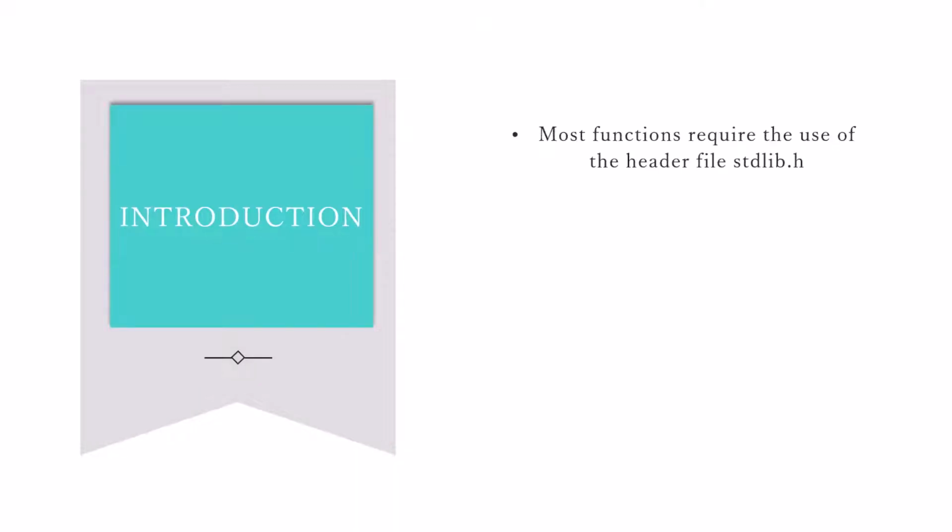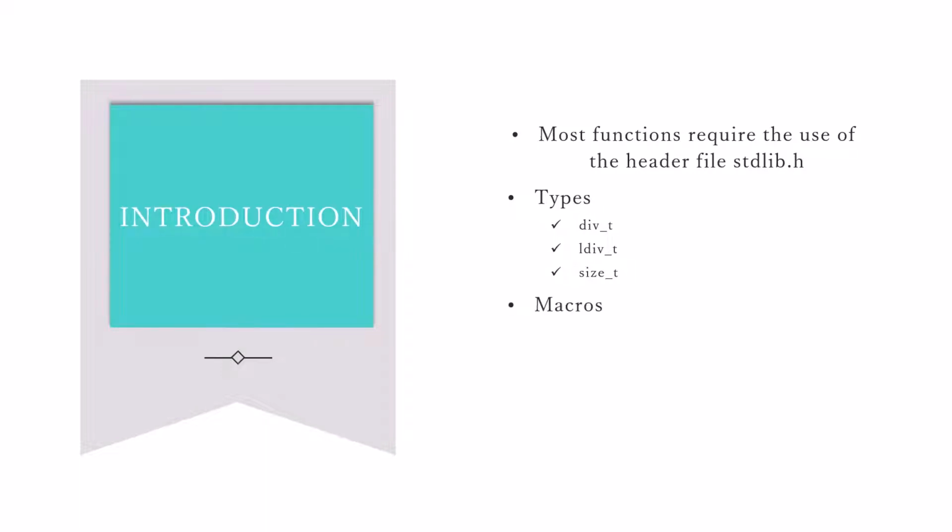Most of the functions we're going to discuss today require the use of the header file stdlib.h. We're going to discuss some new types like div_t and ldiv_t. We've already discussed the size_t type in terms of the string.h header file. But it's important to mention here that the definition of size_t in string.h comes directly from the size_t definition in stdlib.h.